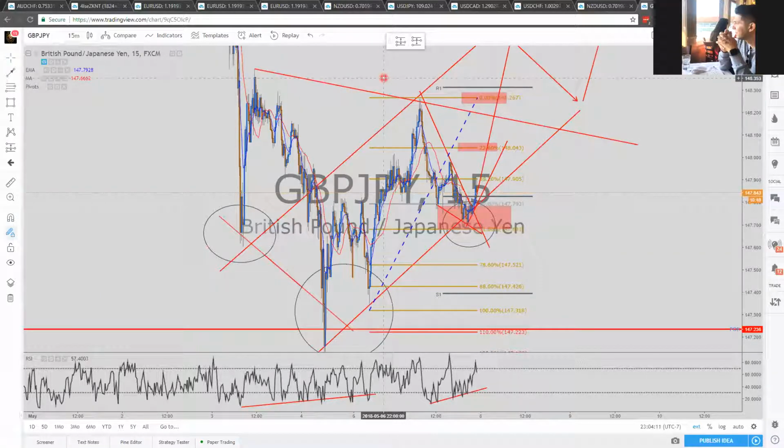GBP USD, I think, did I analyze that one? No, I didn't. I'll check that one out right now. I'll have this one open, ready to go.